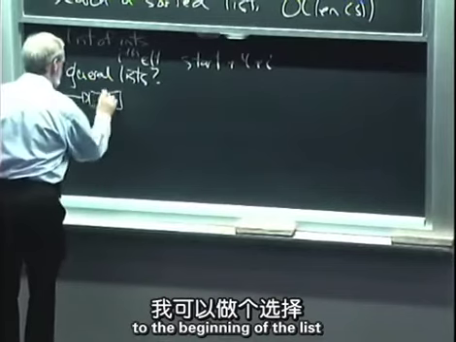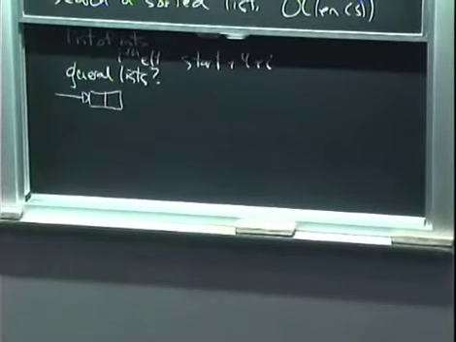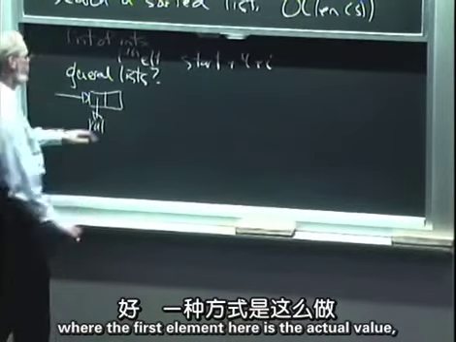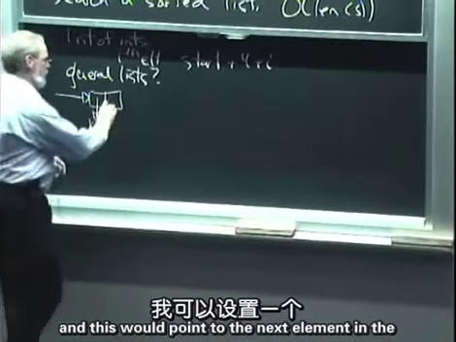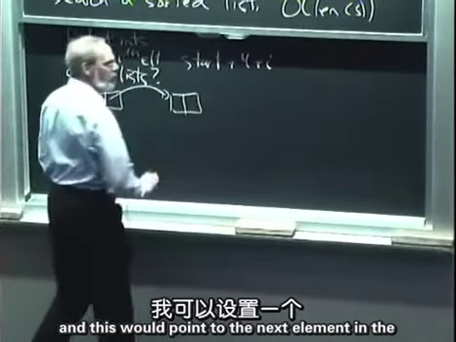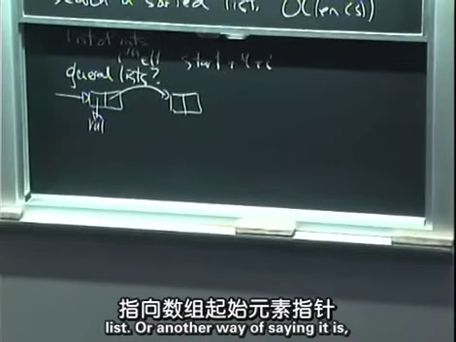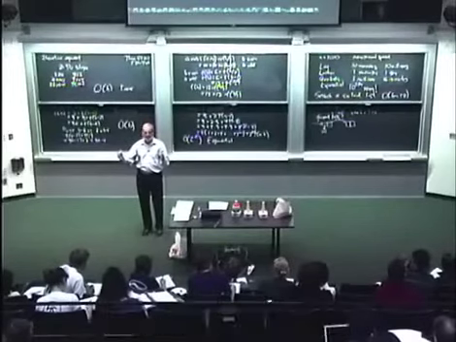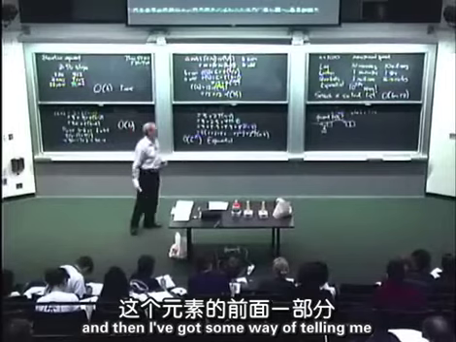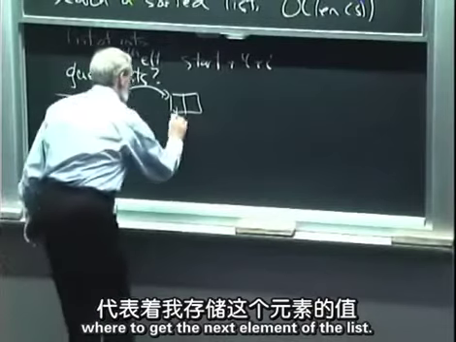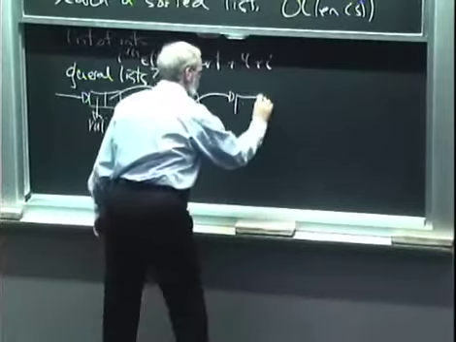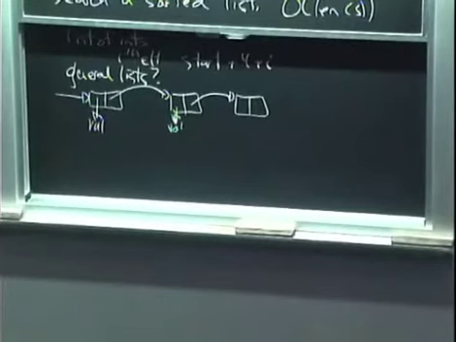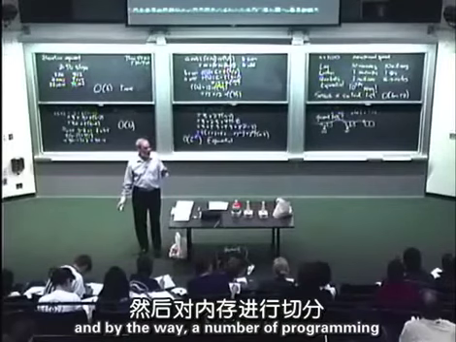I could have a pointer to the beginning of the list where the first element here was the actual value, and this would point to the next element in the list. Or another way of saying it is the first part of the cell could be some encoding of how many cells do I need to have to store the value, and then I got some way of telling me where to get to the next element of the list. And this would point to a value, and this would point off someplace in memory. Here's the problem with that technique. And by the way, a number of programming languages use this, including Lisp.